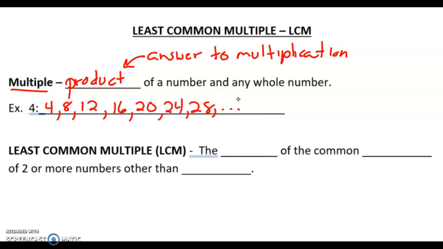Now, let's look at the least common multiple. The least common multiple is the least of the common multiples of 2 or more numbers other than 0. Because 0 is a whole number, but if I multiply 0 by anything, you get 0. So that's really not helping me.